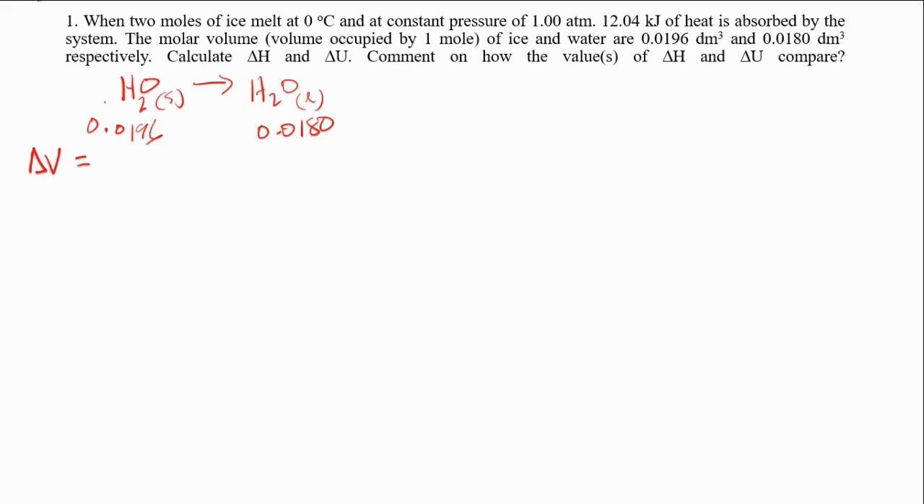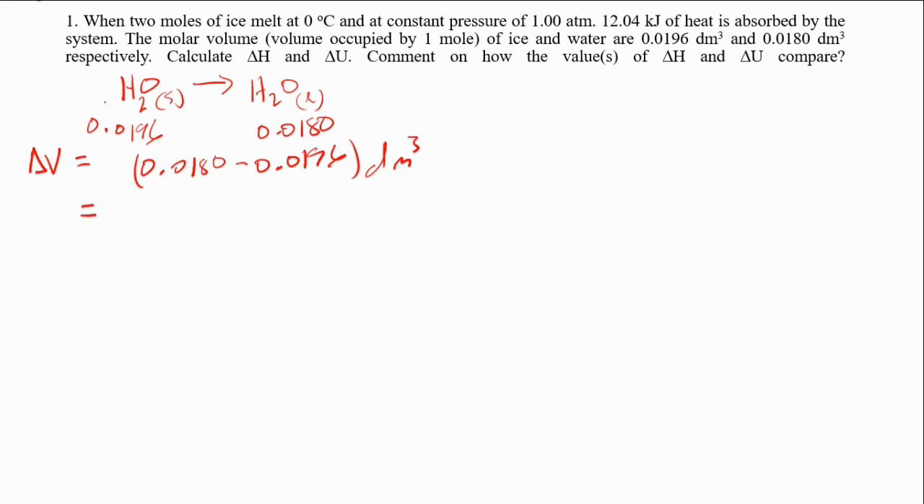If there's a volume change, then it means that some sort of work would have been done on or by the system. Now, the water, which is the liquid, is the product. So to calculate delta V is product minus reactants, or you could say final volume minus the initial volume. Here 0.0180 minus 0.0196. And this, of course, is in dm cubed, because we have to be careful not to abandon our units.